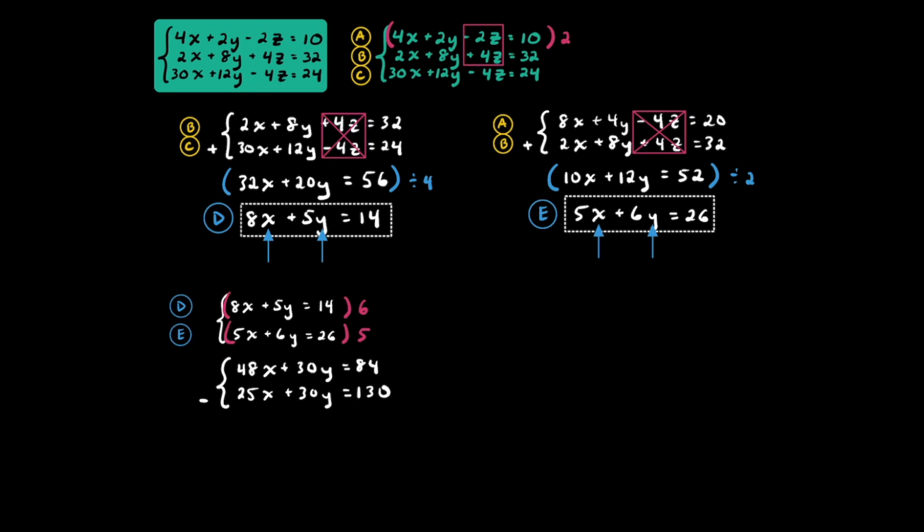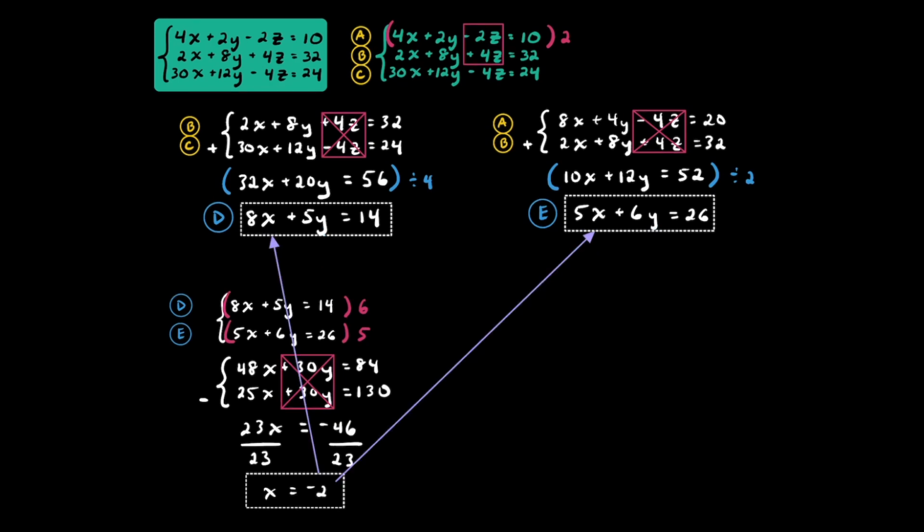Subtracting these two equations, 48x minus 25x is going to be 23x, 30y minus 30y gets eliminated, and 84 minus 130 is going to be negative 46. Dividing both sides by 23, we find out that x is going to equal negative 2. Now let's plug in our x value into equation D or E to solve for y.